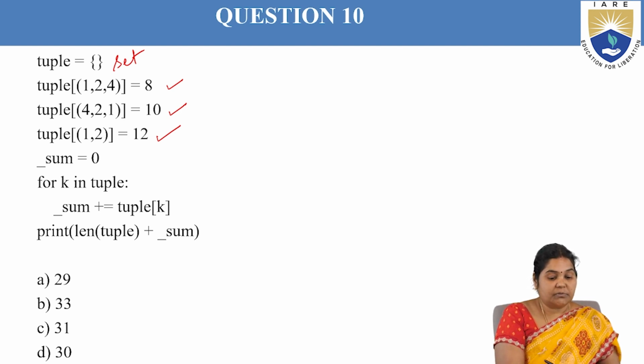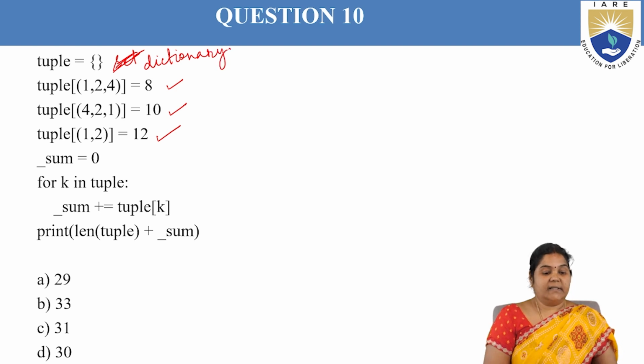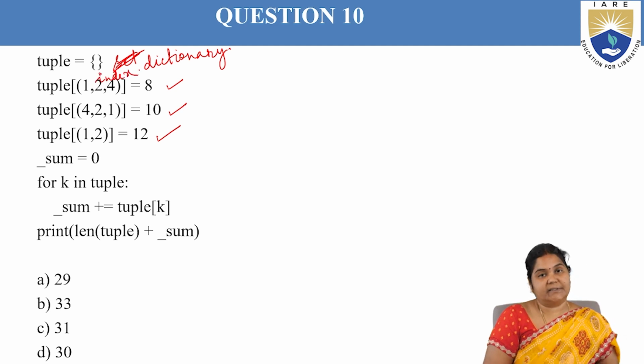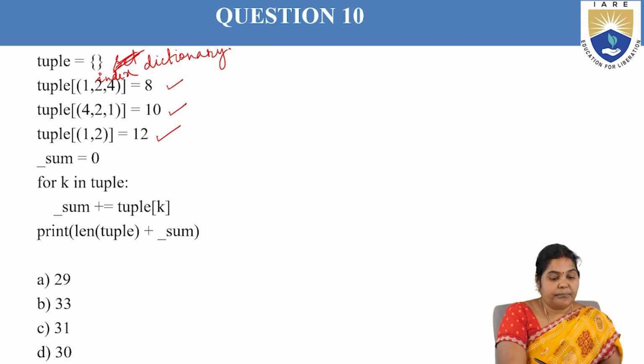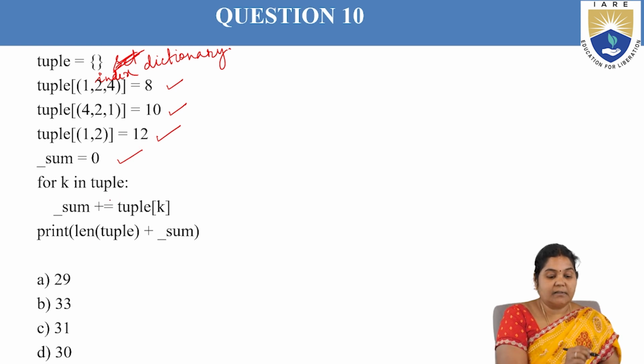Sorry, this is a dictionary. This is a dictionary. This is a dictionary and tuples can be used as an index to store the elements into a dictionary. Okay. So what do you have to find out? There is a variable called sum which is initially 0. So, for k in tuple, sum is equal to sum plus tuple of k.